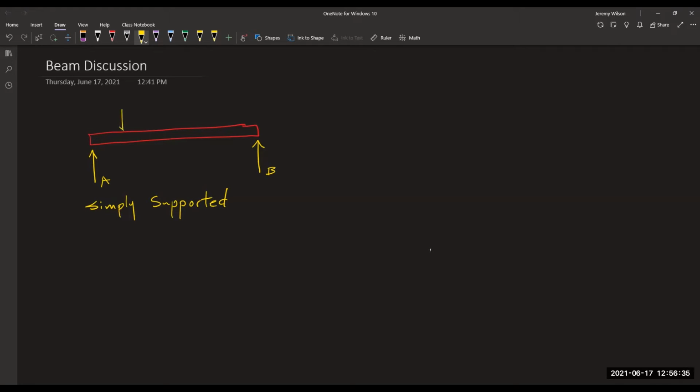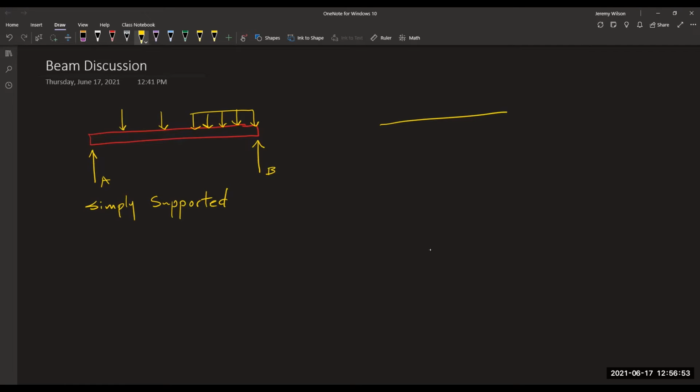Of course, there may be loads due to weight or mechanical equipment like air conditioners, that kind of thing. You may have a distributed load that would be due to, say, snow on the beam or something along those lines. You could also have a cantilever scenario.